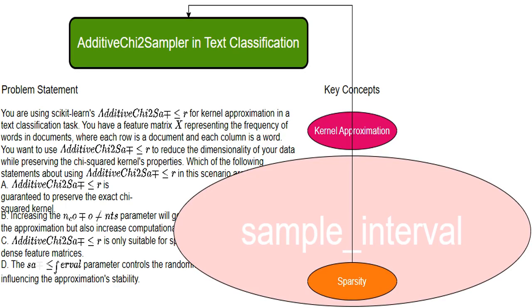This parameter in AdditiveChi2Sampler controls how often we sample data during the feature generation. It affects the randomness and the quality of the approximation. A smaller SAMPLEINTERVAL might give you a more stable result, but it might also be slower. It's a trade-off between stability and speed.